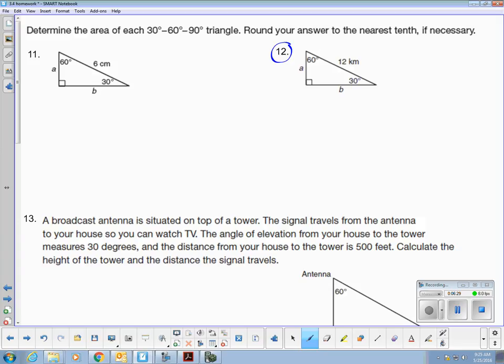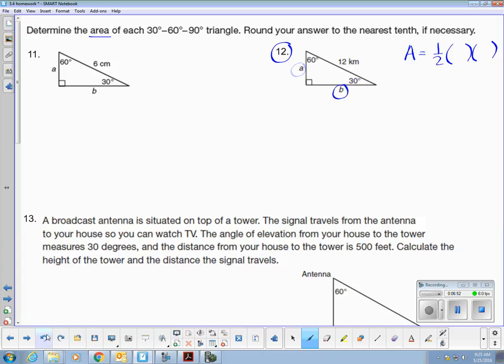In number 12, I'm asked to find the area of each triangle. So once again, I'm going to begin with the formula for the area of a triangle, 1/2 the base times the height. And in this triangle, I know neither the base nor the height. So those are the values that I need to find.